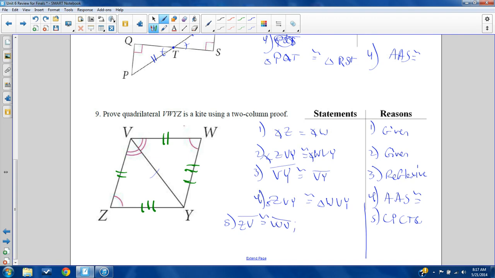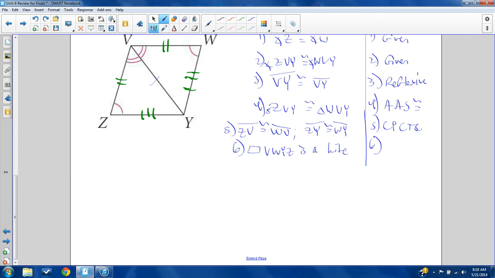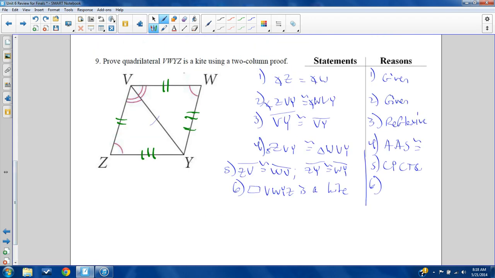And I'm going to do this all in one statement. And ZY is congruent to WY. Because CPCTC, corresponding parts of congruent triangles are congruent. And finally, quadrilateral VWYZ is a kite. Kind of, I mean, you're going to have to list your own reason here. This is one of those that didn't exist on the other one. Like I said, it's super specific. The reason is kind of the definition of a kite. Consecutive sides, two sets of congruent sides that are next to each other, right? I could have done a lot more. I could have drawn altitudes here and said perpendicular, one's a bisector to the other, stuff like that. I'll just put definition of kite for now.